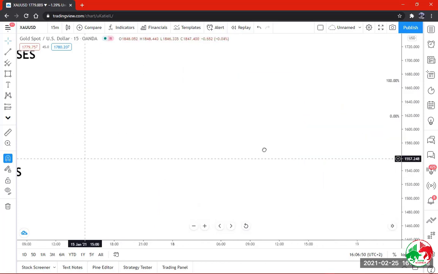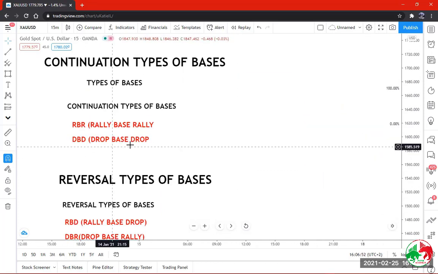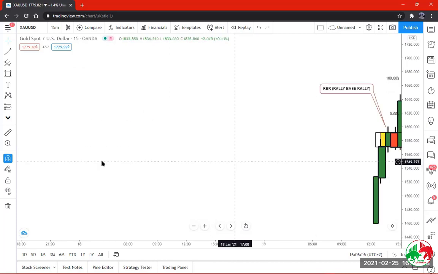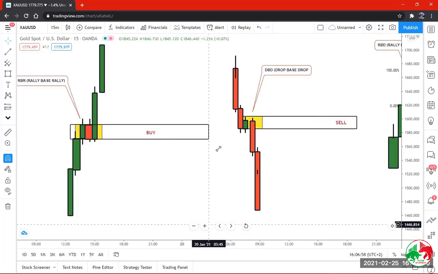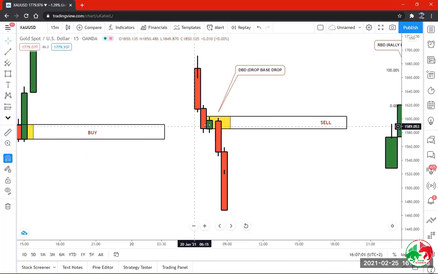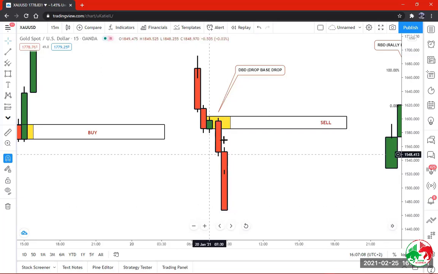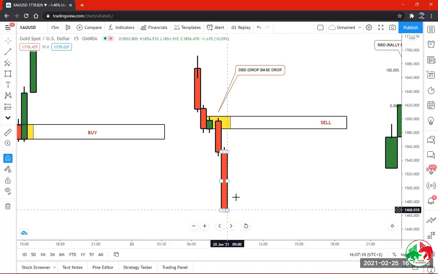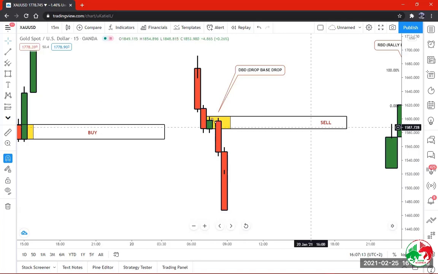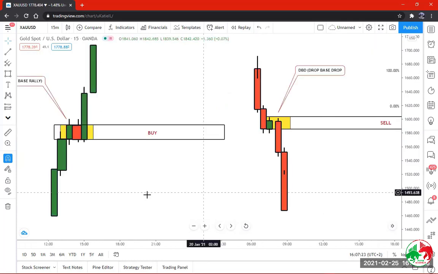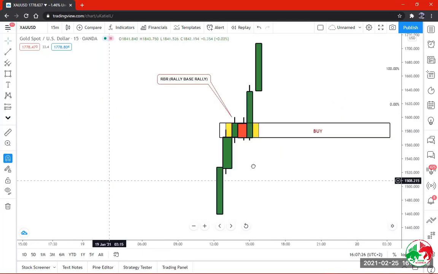In the case of a downtrend, we have a drop base drop. So this is an example of a drop base drop. We have our drop, we have our base, then we have our drop. So in the case of a downtrend, we look for this type of pattern for a continuation. Then look for price to come and revisit or test this level before continuing with the initial downtrend. Is everything clear so far? Yes, so far.